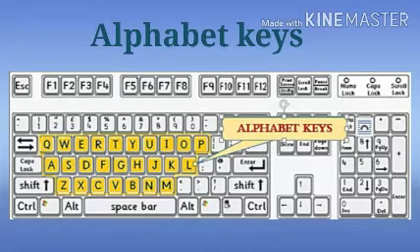So first of all, let's see what are alphabet keys. Students, look at the keyboard shown below. The keys shown in yellow have the letters A to Z on them. They are called alphabet keys or letter keys. They are used to enter letters.